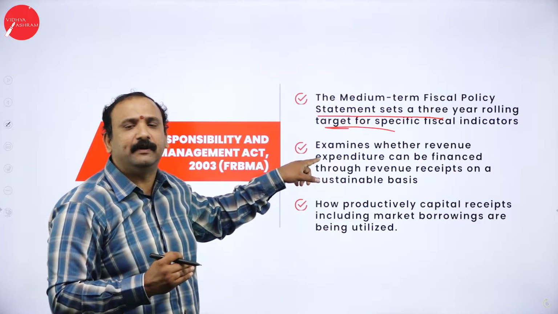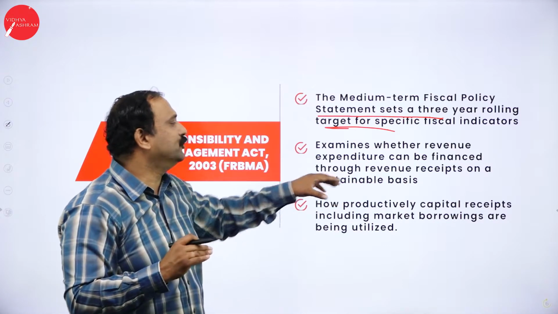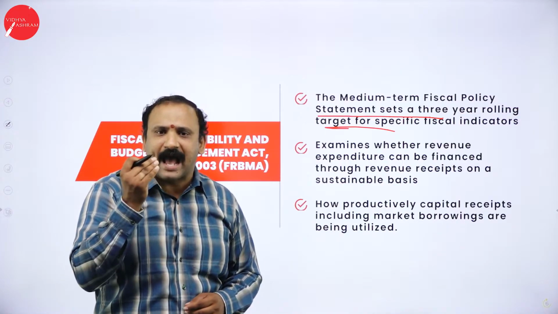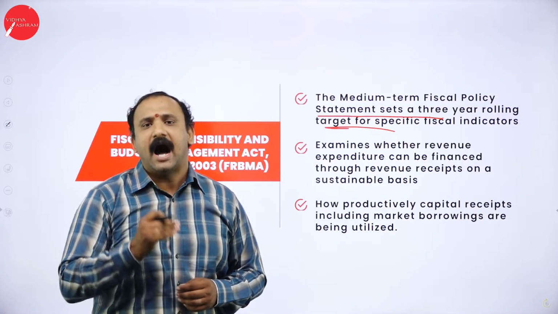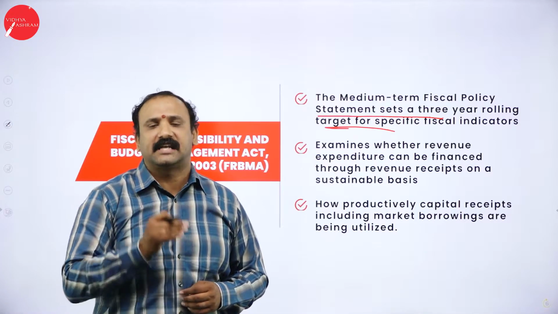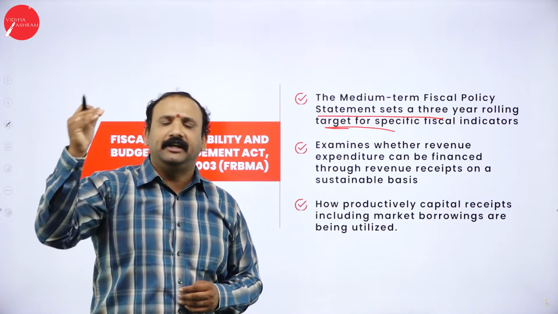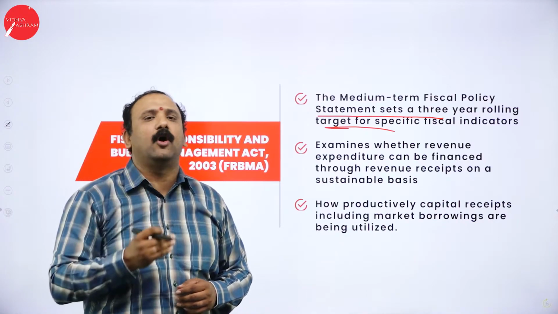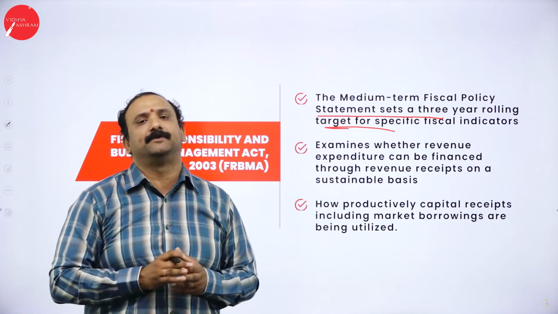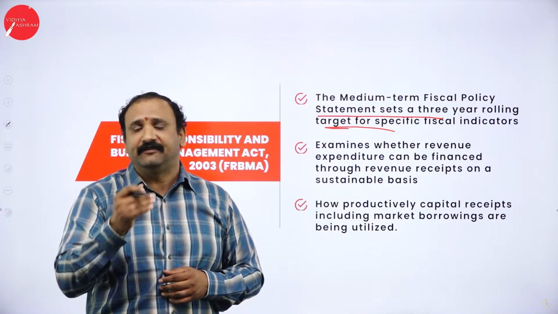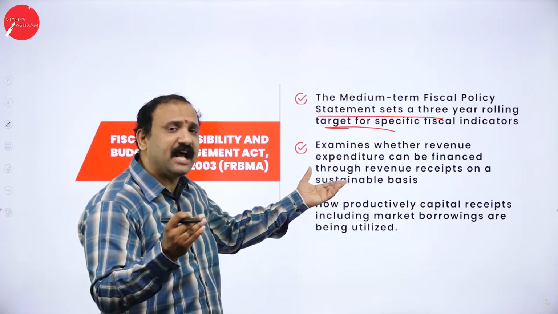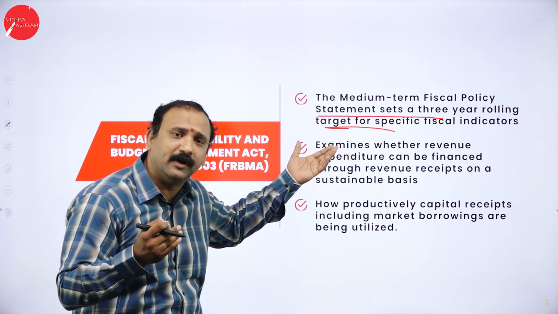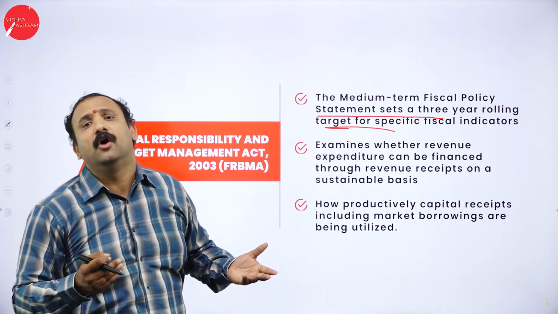trying to understand whether the revenue expenditure can be financed through revenue receipts on a sustainable basis. Which means, the expenditures that have been happening by the government of India, are they on a sustainable basis? Can we continue doing like this for years to come? Are we able to run the business? Are we able to run the economy without any further disruption altogether? If that be the situation, then we understand that the fiscal policy has been working very well.